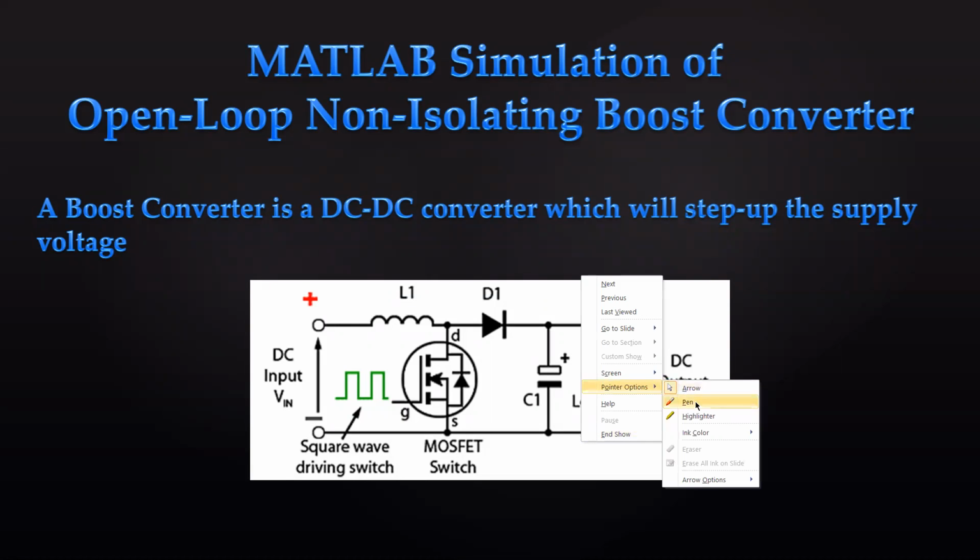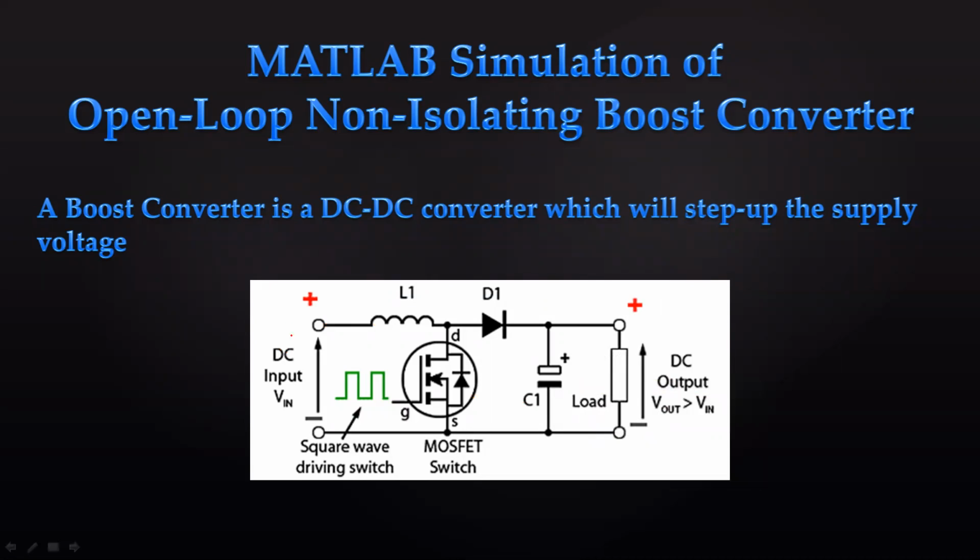For example, here we have a DC input, that is Vin, for example 5 volts, and here we have L1 as our inductor. Here we have a MOSFET switch which will be operated by our triggering device. We have a diode. We have a capacitor for smoothing the output, and we have a load, right?